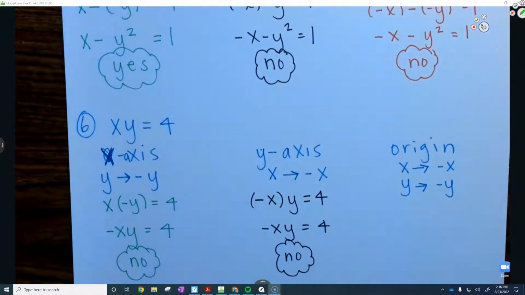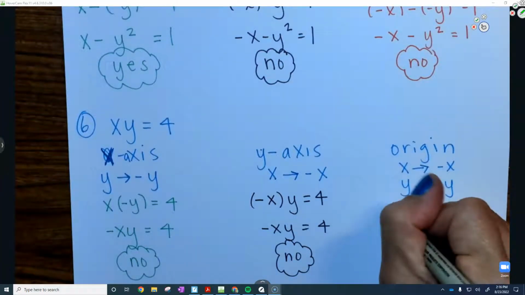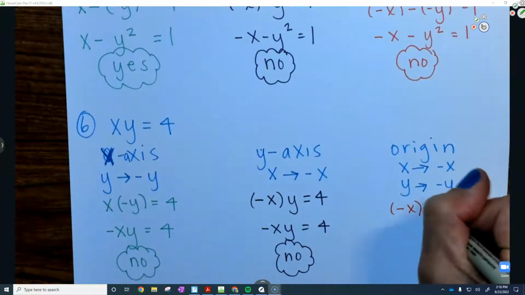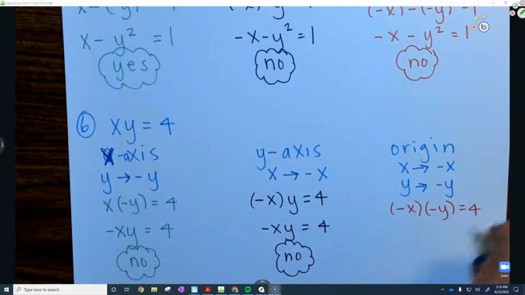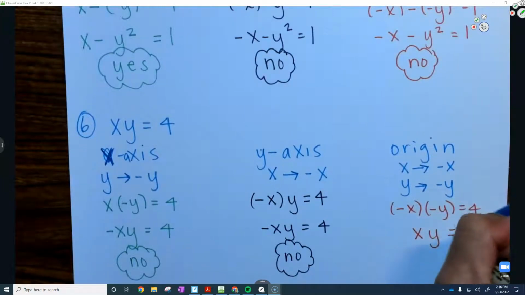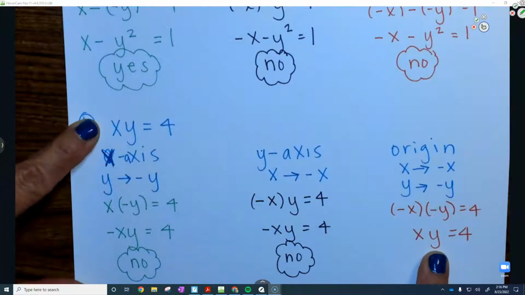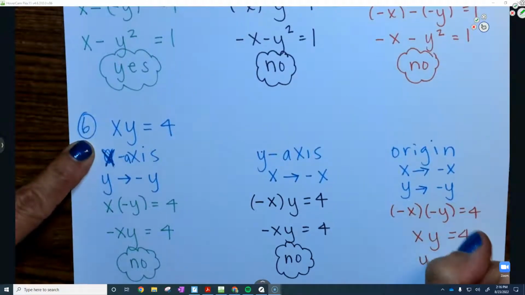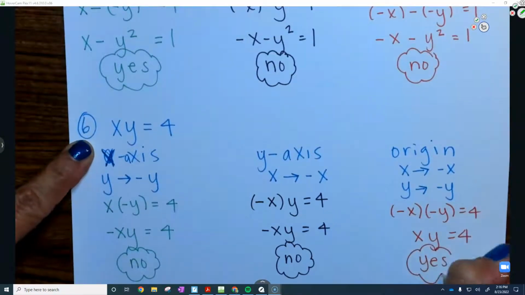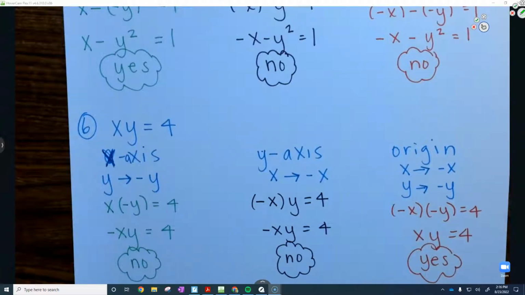Now let's try the origin. We're going to make them both negative. What's a negative times a negative? Right. Positive. So we have a negative x times a negative y. We are going to end up with the exact same thing that we started with. So number 6 is symmetric around the origin. Be careful. It's just analyzing positives and negatives. Use parentheses, guys. Parentheses.